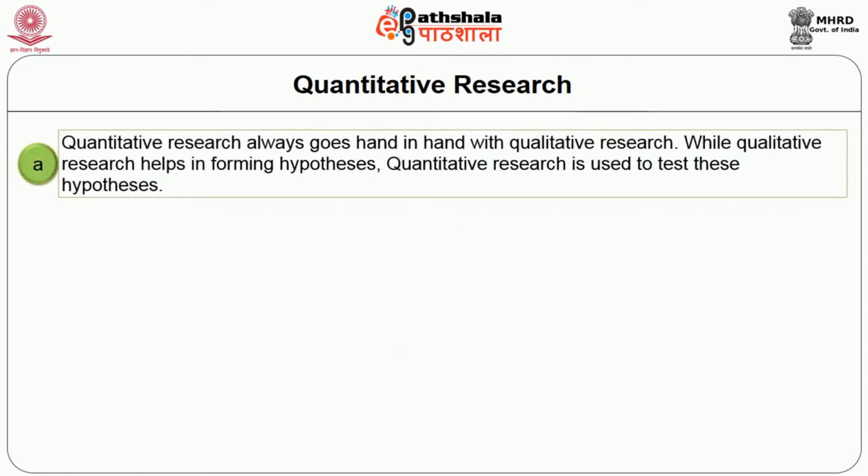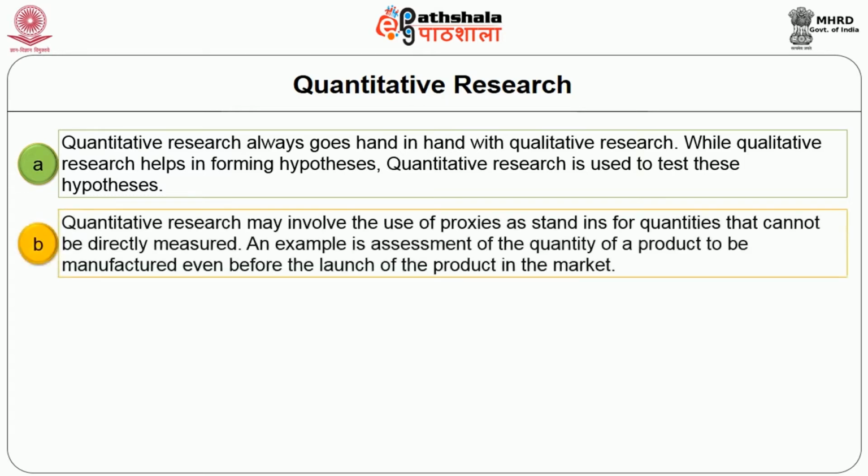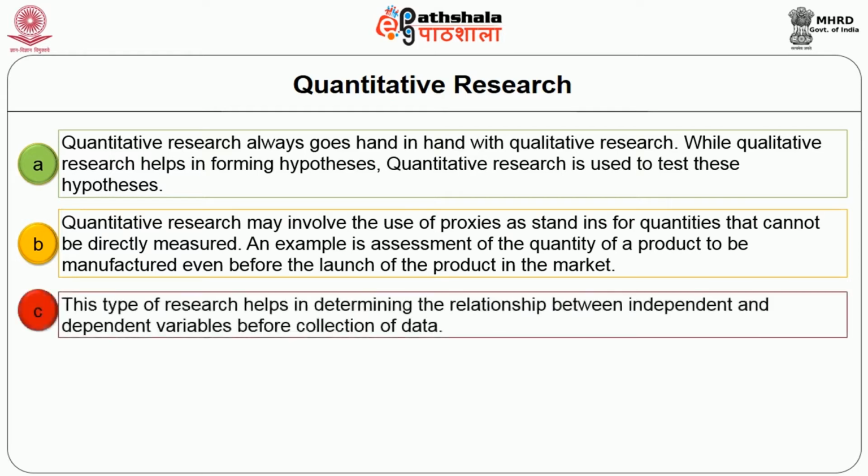Quantitative research always goes hand in hand with qualitative research. While qualitative research helps in forming hypotheses, quantitative research is used to test these hypotheses. Quantitative research may involve the use of proxies as stand-ins for quantities that cannot be directly measured. An example is assessment of the quantity of a product to be manufactured even before the launch of the product in the market. This type of research helps in determining the relationship between independent and dependent variables before collection of data.